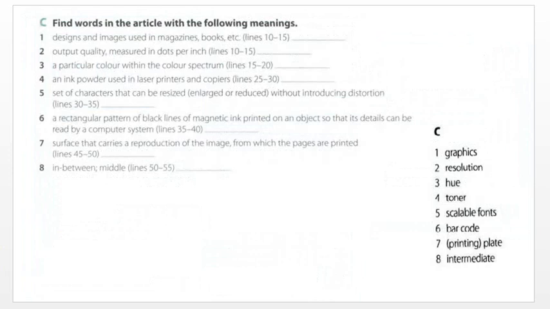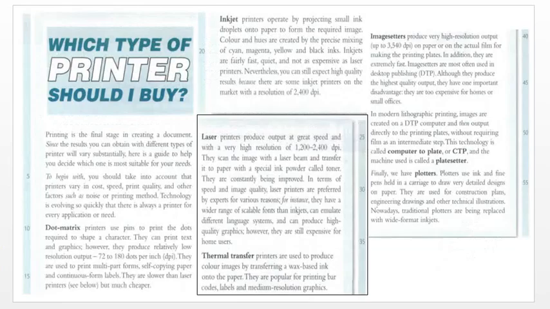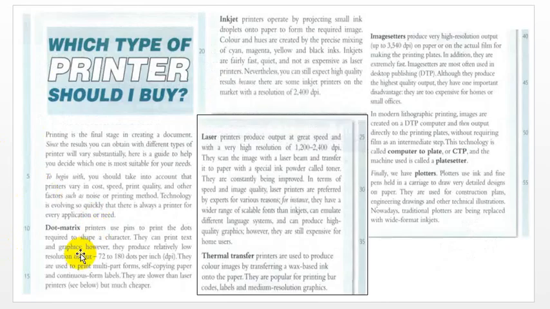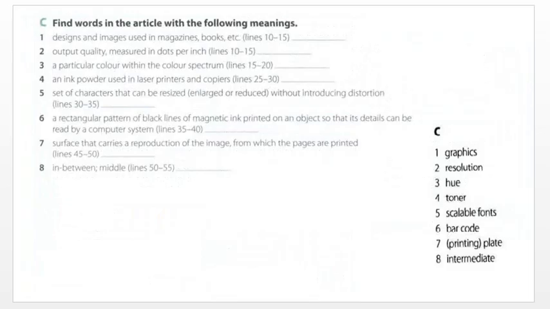Okay, the second one, the output quality measured in dots per inch. Line number 10 up to 15. See, 10 up to 15. What was that? See here, output quality measured in dots per inch. We can find that output quality is resolution. Okay, do it by yourself.